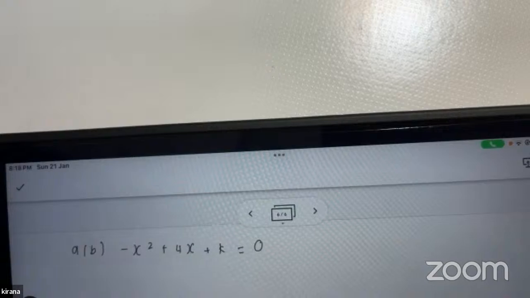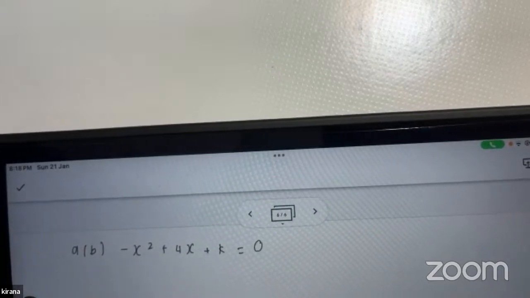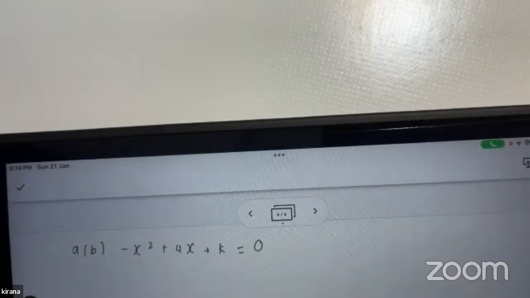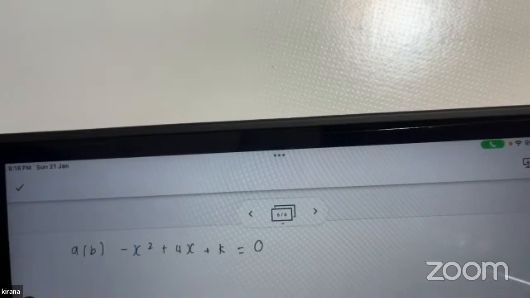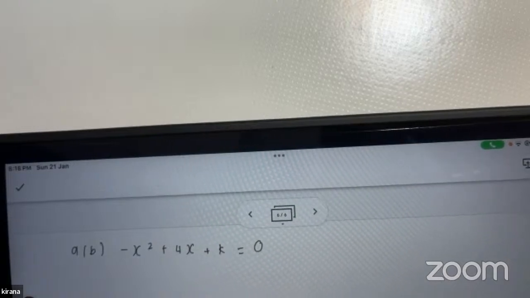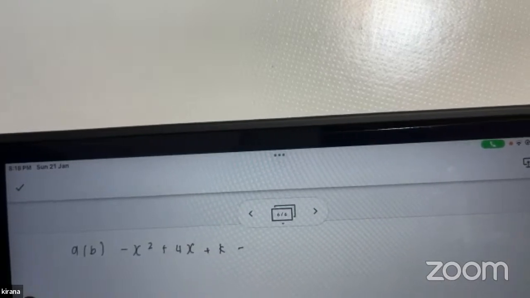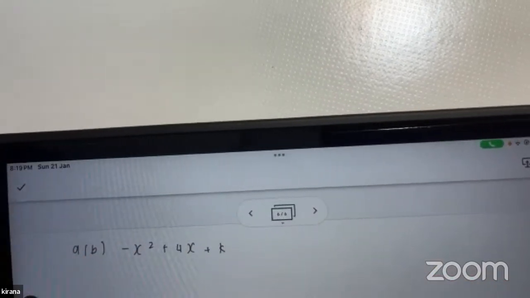So in front of k is 1. No, not 1. You're wrong. A is not 1. A is, sorry, aduh, Kirana. Not that equal to 0. I never say that here. Please don't mix it up. That's the graph. The graph is not equal to 0. Graph is just the graph. The discriminant is equal to 0. Please don't mix it up.